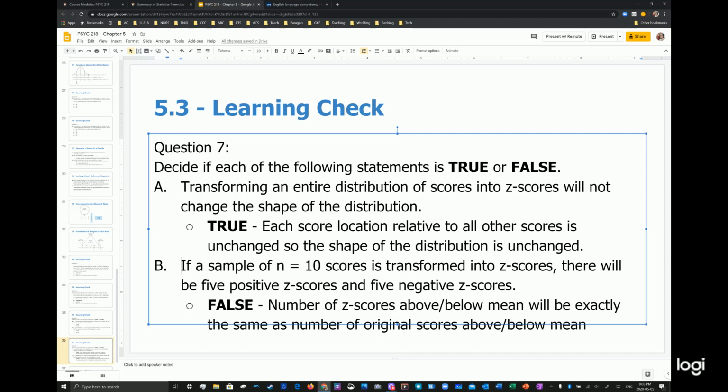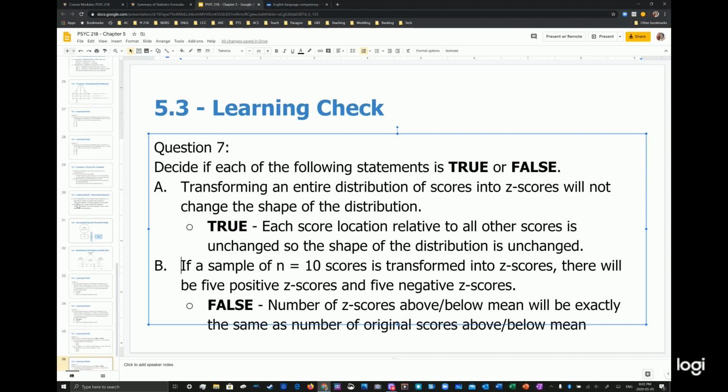We do not change the location of the scores. If the distribution itself was not symmetrical, it will stay that way. If the distribution was symmetrical, it'll stay symmetrical. We do not change the shape of the distribution at all.